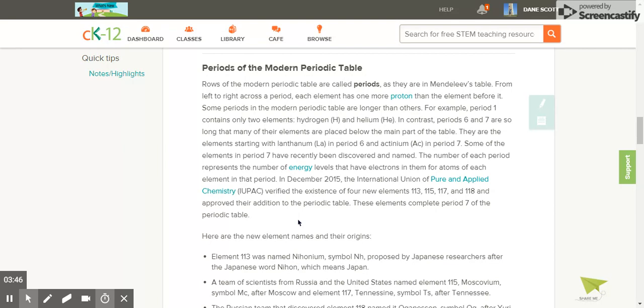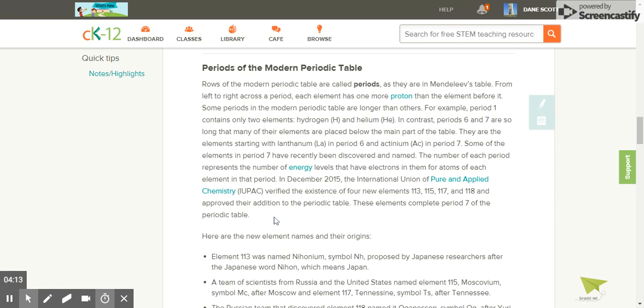In contrast, periods 6 and 7 are so long that many of their elements are placed below the main part of the table. They are the elements starting with lanthanum in period 6 and actinium in period 7. Some of the elements in period 7 have recently been discovered and named. The number of each period represents the number of energy levels that have electrons in them for atoms of each element in that period.